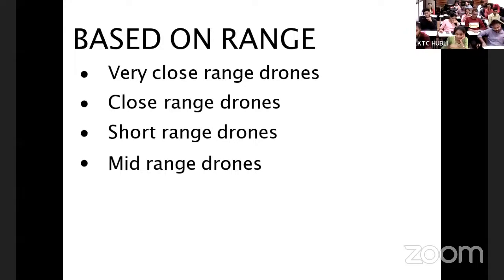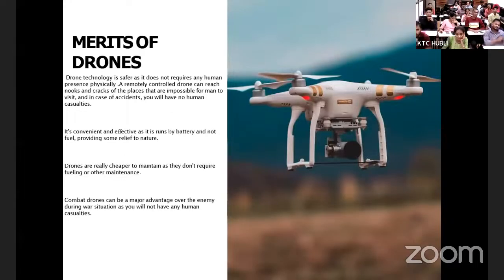Next, merits of drones. Drone technology is safer as it does not require any physical human presence. A remotely controlled drone can reach nooks and crannies of a place that are impossible for a man to visit. And in case of accident, you will have no human casualties. It's convenient and effective as it runs on battery and not fuel, providing some relief to nature. Drones are really cheaper to maintain as they don't require fueling or other maintenance.